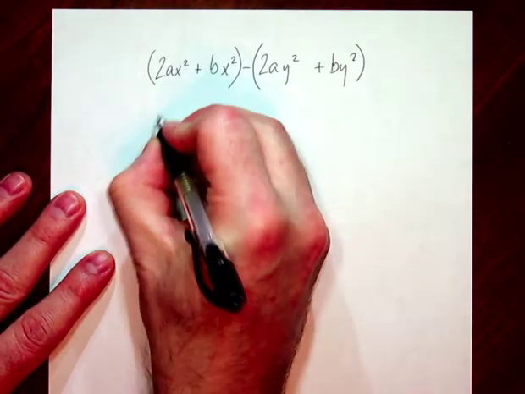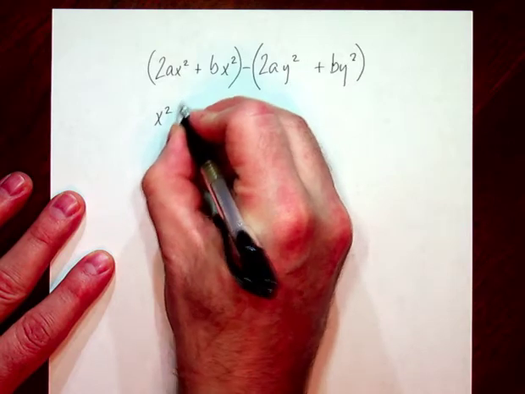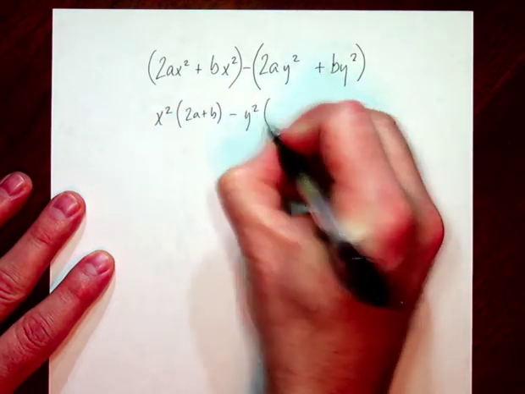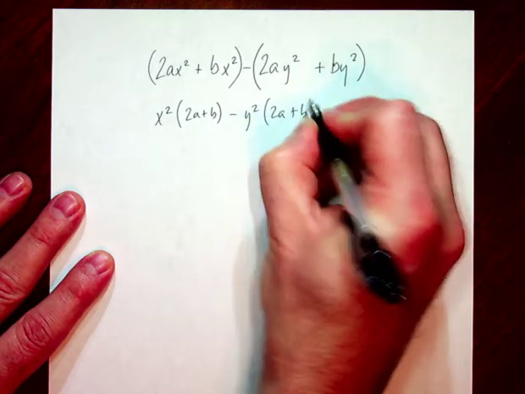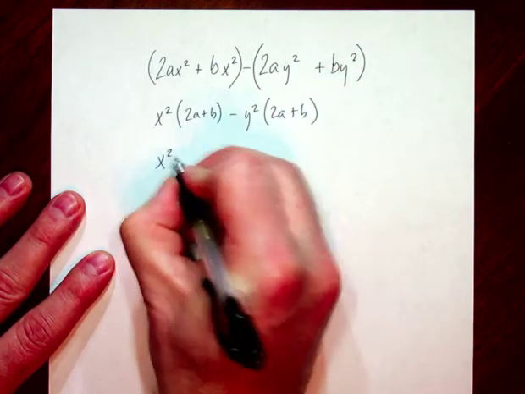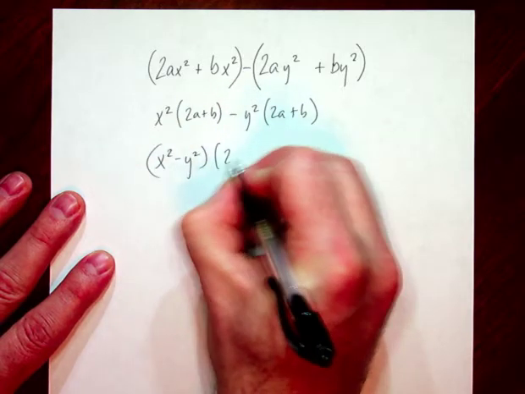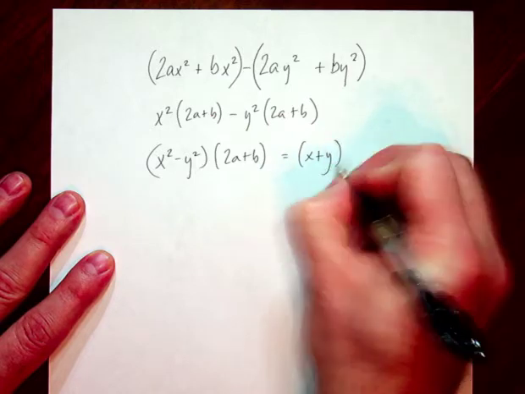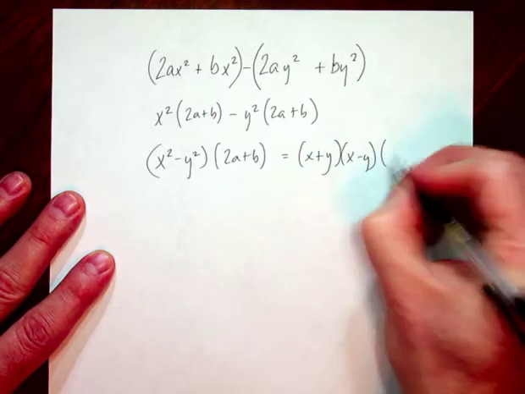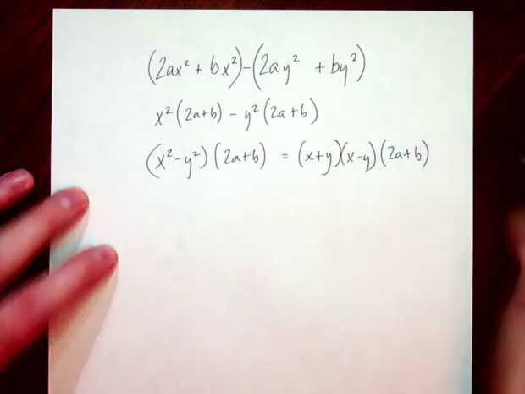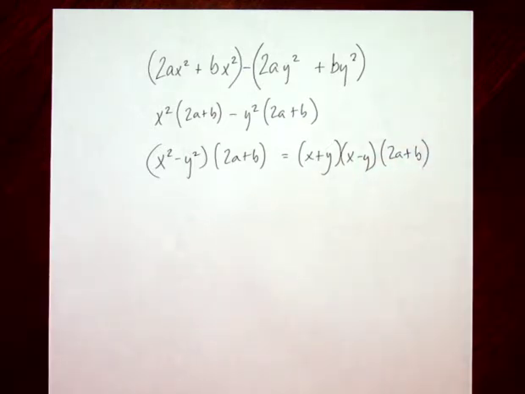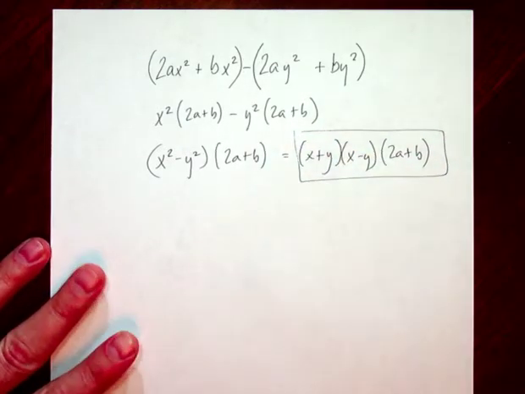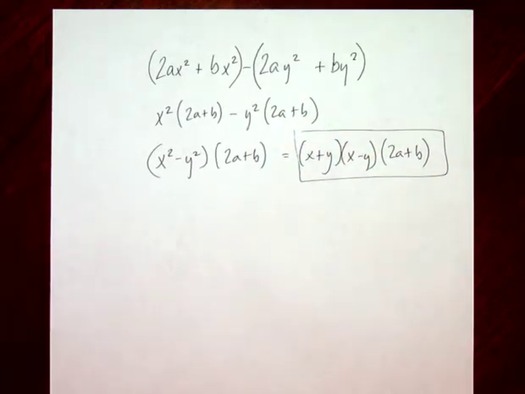Now from here, let's pull out an x squared, and I'm left with 2a plus b. Let's pull out a y squared out of that second pair, and I have 2a plus b. And so what you get is x squared minus y squared times 2a plus b, and that is, of course, exactly what we got in the other method. It was just we were pulling one of the binomials out instead of the other. But either way you do it, you get that. But when you're doing grouping, you've got to watch the sign of that middle term.